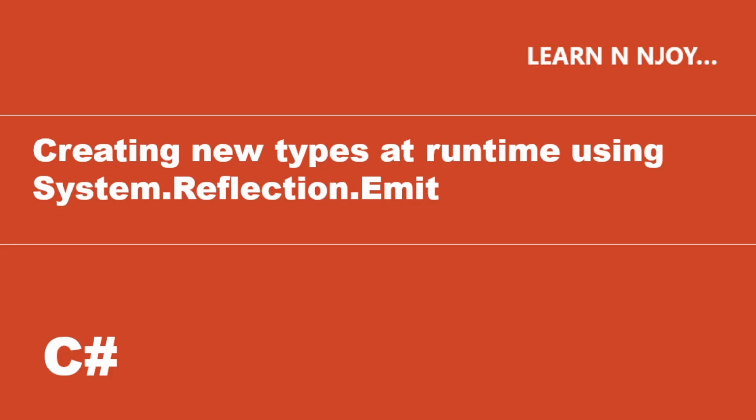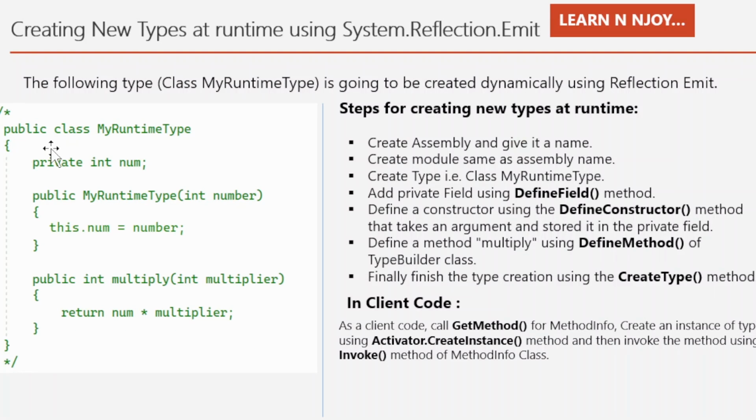That is another use of reflection. Here I wanted to create a new type at runtime using System.Reflection.Emit, right? If you see the left-hand side, here I have written class MyRuntimeType. It has a private int variable num, and a public MyRuntimeType(int number), which is nothing but a constructor that accepts an int parameter and assigns it to the private variable, right?